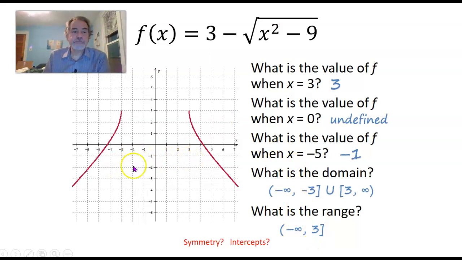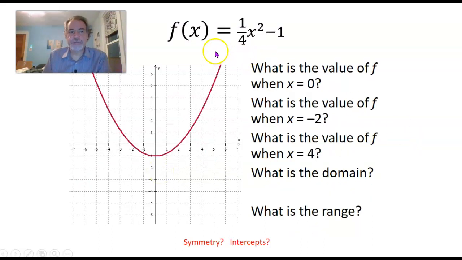And while we're at it, the graph is symmetric with respect to the y-axis, and it's got x-intercepts here and here. I can't tell exactly where they are, but it's somewhere between negative 4 and negative 5, and then somewhere between positive 4 and positive 5. So positive and negative 4 point something. And there is no y-intercept. It never touches the y-axis.